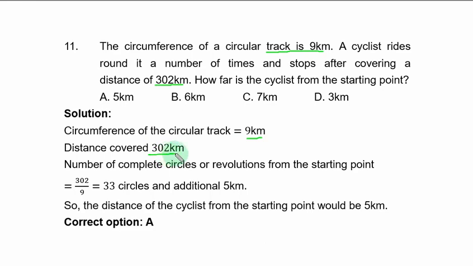302 kilometers. Now, the number of complete circles, how many times the cyclist went round from the starting point, is simply the distance covered divided by the circumference of the circular track. And you have 33 circles, remainder 5. That is an additional 5 kilometers. So the distance of the cyclist from the starting point would be 5 kilometers. That is the remainder. That is where the cyclist was from the starting point. B is the correct option.